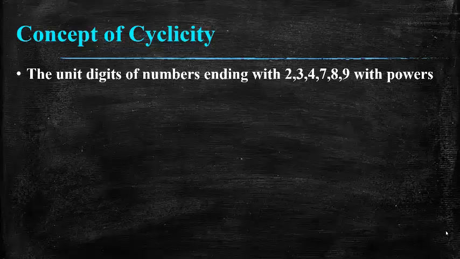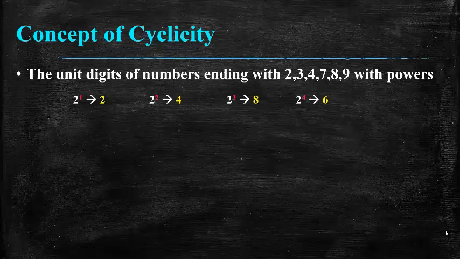For example, the unit digit of 2 power 1 gives me a value 2. The unit digit of 2 square will give me 4. The unit digit of 2 power 3 will give me 8. 2 power 4 is 16, so the unit digit of 2 power 4 will be 6. Again, for 2 power 5, the value is 32, so the unit digit will again be 2.